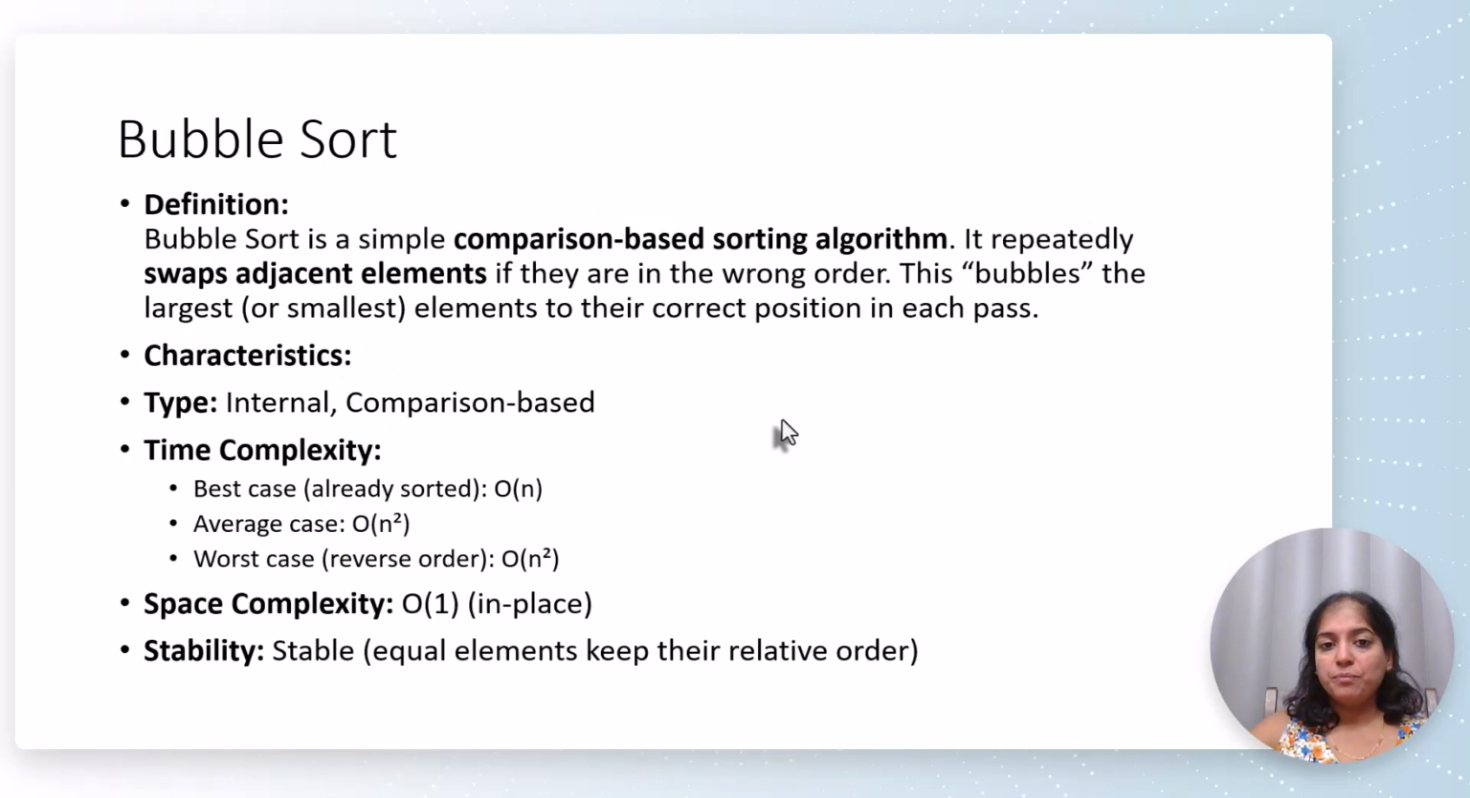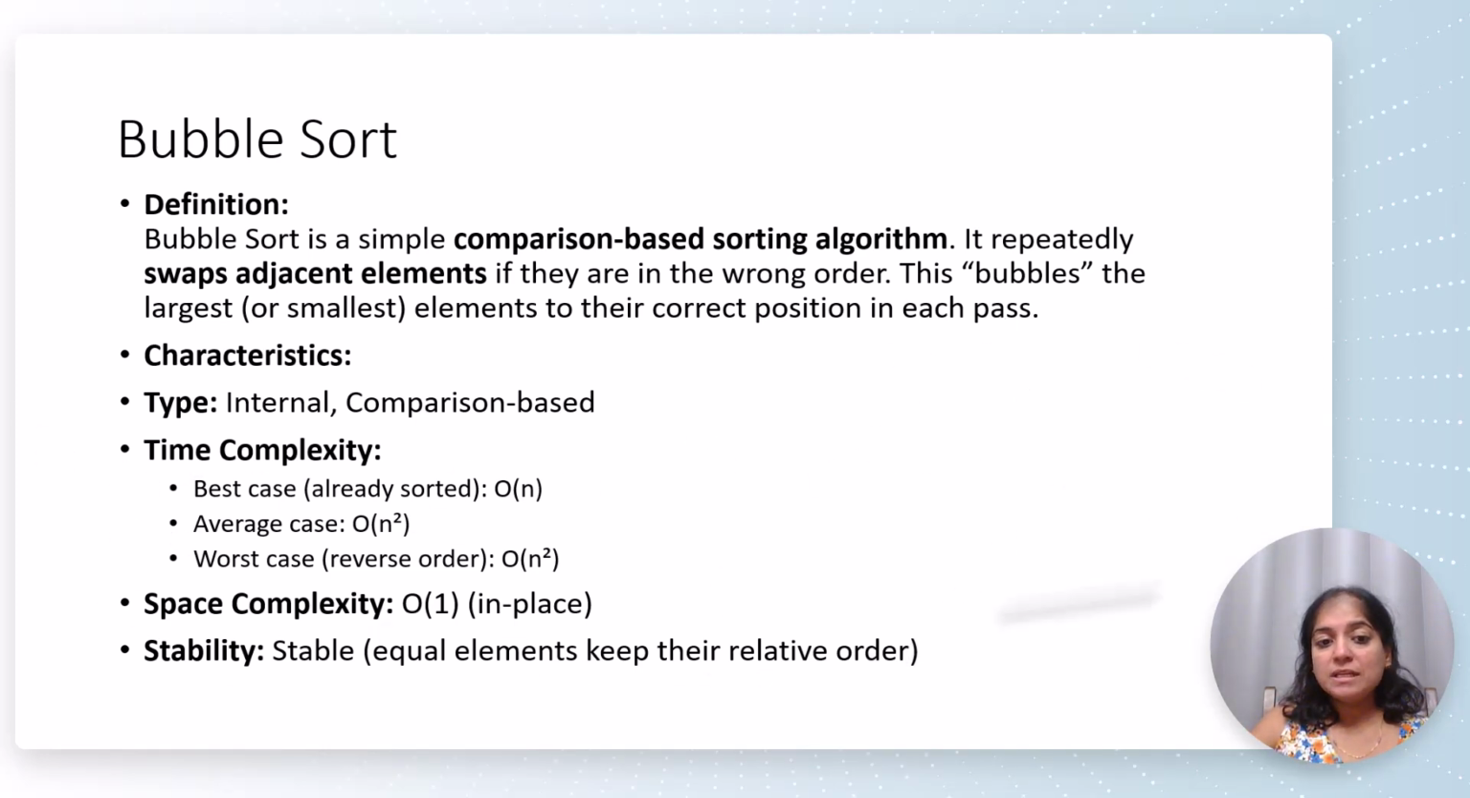Now let's first discuss our bubble sort algorithm. Bubble sort is one of the simplest sorting algorithms. It repeatedly swaps adjacent elements if they are not in the correct order. So we say we bubble up the elements. It is an internal, comparison based sorting.